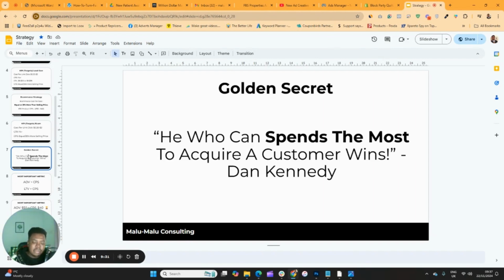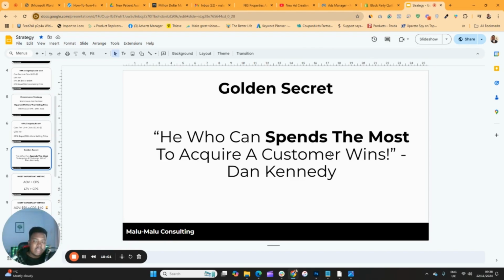There are elements in business that change, that vary, and there are elements in business that never change. And one of those elements is this golden rule or this golden secret. And this is from Dan Kennedy. He who can spend the most to acquire a customer wins. What this means is, in advertising, it's an auction. And in any auction, whoever's the highest bidder gets whatever is being sold at the auction. Does that make sense? Very simple concept to understand.